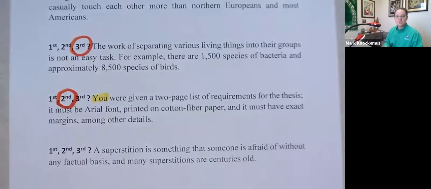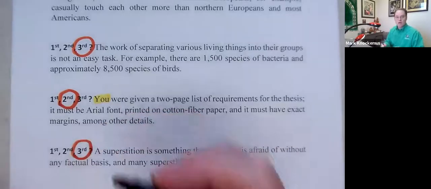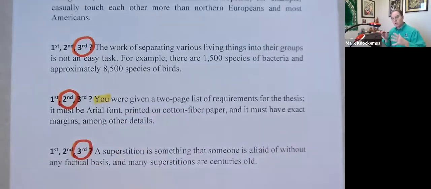A superstition is something that someone is afraid of without any factual basis. And many superstitions are centuries old. What do we have here? There's no I. In other words, it's not saying that I believe in superstitions, or asking, do you believe in superstitions? That would be first and second person. What do we see here? We're objectively looking at this topic, and that's third person point of view.